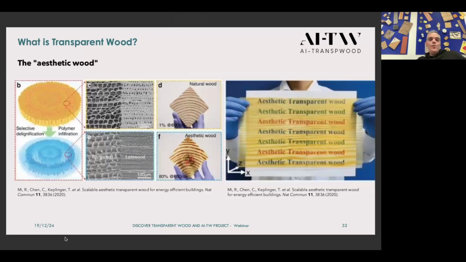There's another possibility. If you make a sort of partial delignification, so you select the channels from which you want to remove the lignin, and you keep the lignin in other channels, you get the so-called aesthetic transparent wood.